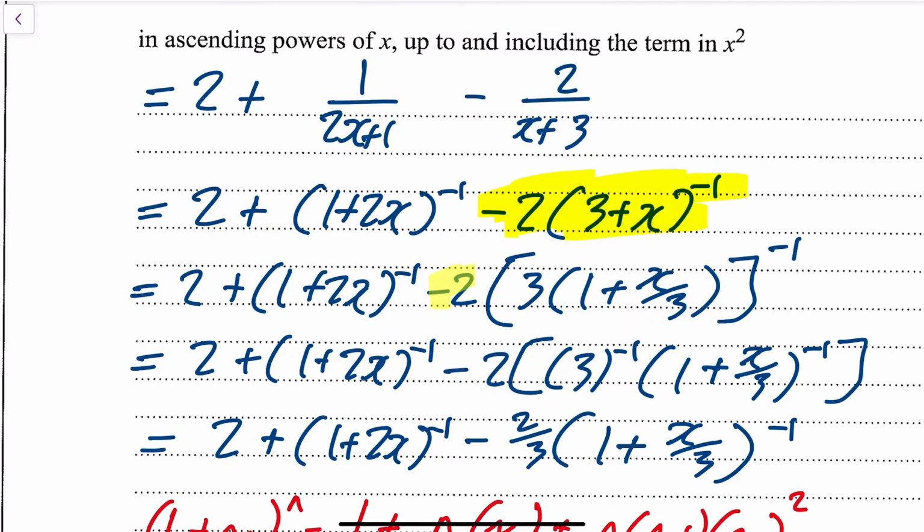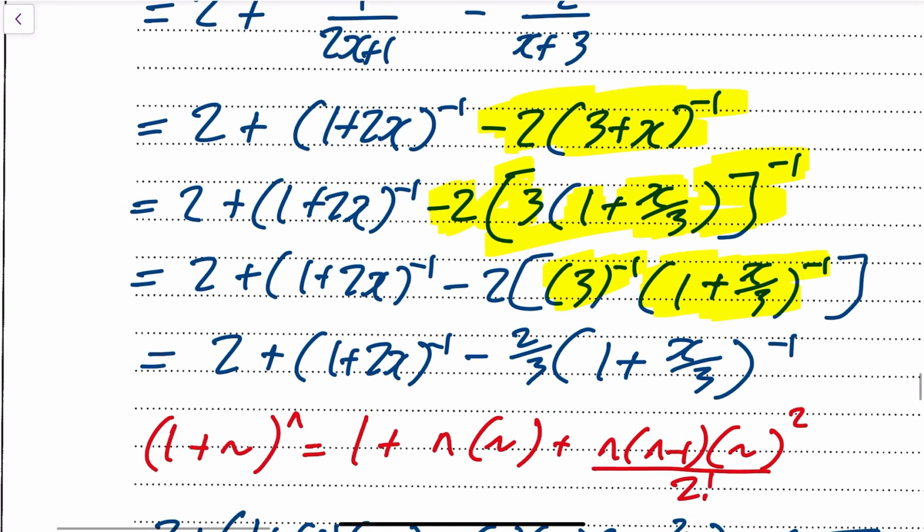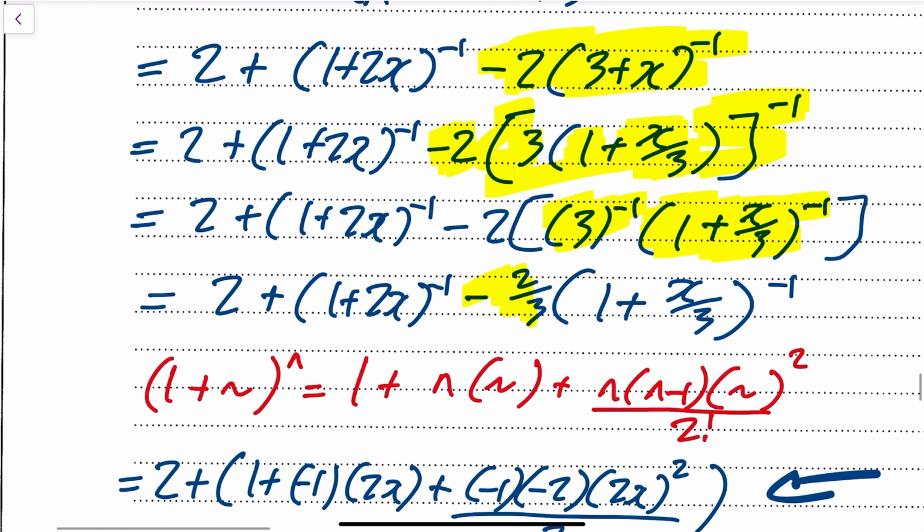So I've left a minus 2 outside the bracket, and then I've pulled a 3 outside, which leaves me 1 plus x over 3, and that whole bracket is to the power of minus 1. So the 3 gets the power of minus 1, and the 1 plus x over 3 is to the power of minus 1. 3 to the minus 1 is a third, times the minus 2 is minus 2/3, and then this we can now expand, and this we can now expand as well.